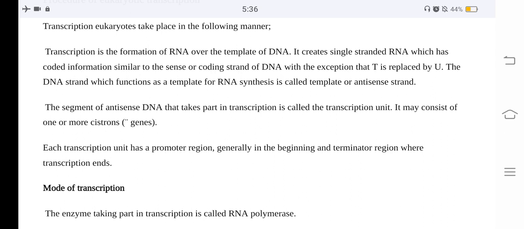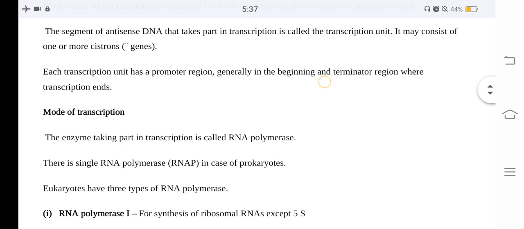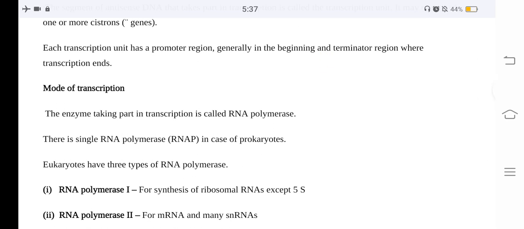The DNA strand which functions as a template for RNA synthesis is called the template or antisense strand. The segment of antisense DNA that takes part in transcription is called the transcriptional unit. It may consist of one or more histones or genes. Each transcription unit has a promoter region, generally in the beginning, and a terminator region where transcription ends.